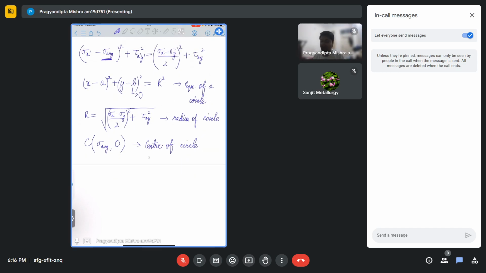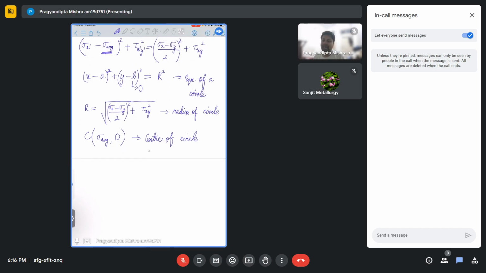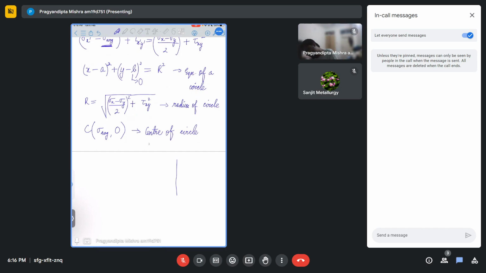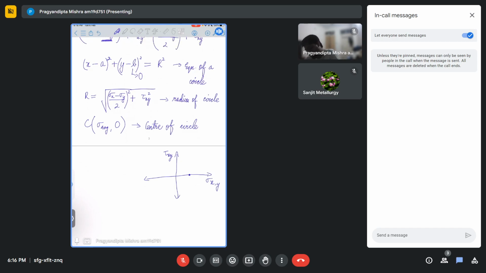Right. So now we are clear as to why we are representing this in the graphical form as a circle, because we have the entire equation in the form of x minus a square plus y minus b square is equal to r square, which is the form of a circle. So if we represent your sigma x, y and your tau xy in the xy plane in this manner, we can say that if your sigma average lies somewhere here, then the center of the circle will be on the x axis, right? And your entire circle will have the radius r, which is equal to the value given on top, and then you can draw a complete circle like that around it.